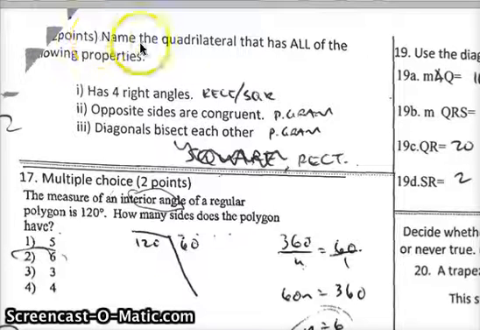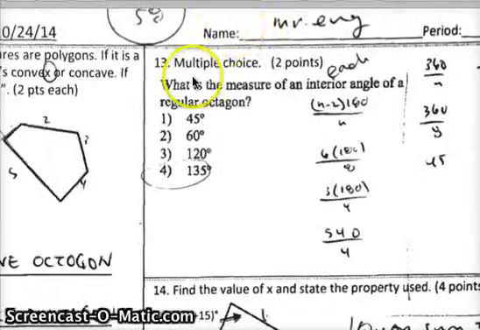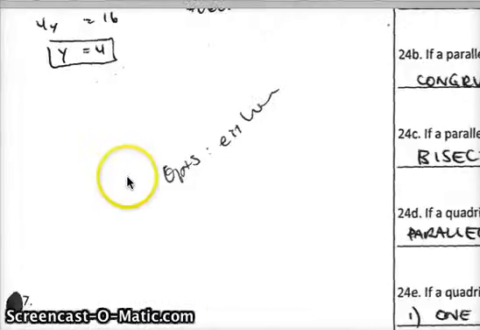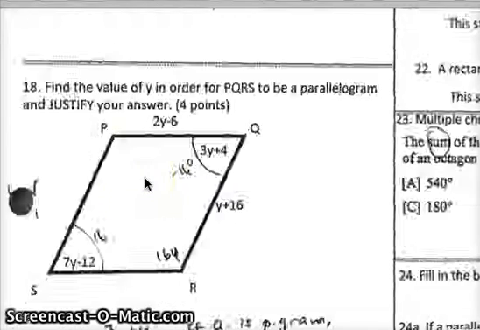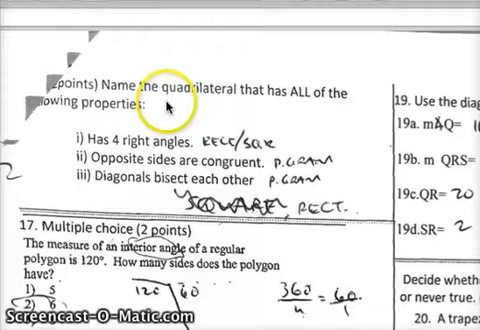Question number 16. Name the quadrilateral that has all of the following properties. So if you actually thought this was multiple choice and you circled one, I'm trying to be clear on multiple choice questions. I actually tried to write the words multiple choice. So if you don't see that, then you shouldn't be circling anything. Okay? In that problem, name the quadrilateral that has all these following properties.